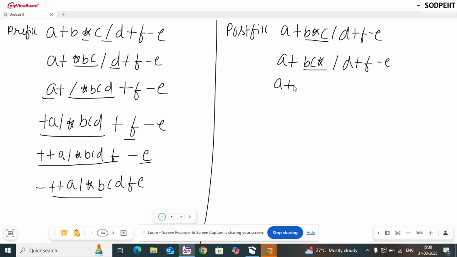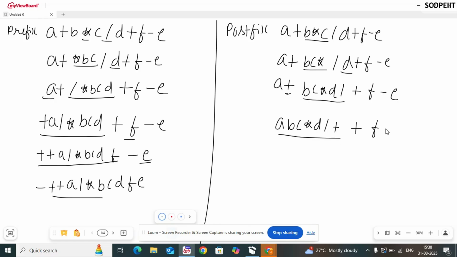So now it will become a plus. Now we'll solve this divide. So it will become bc multiply d divide. Now this is one term. Okay, then plus f minus e. Now all have the same priority, so first we'll solve this plus. So it will become abc multiply d divide, then plus will come here. Now this is one term, plus f minus e.